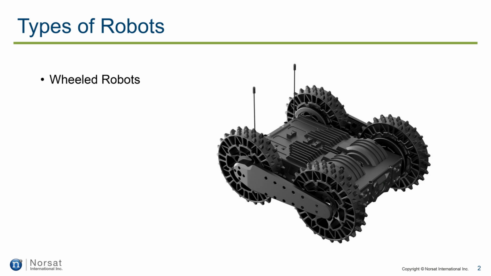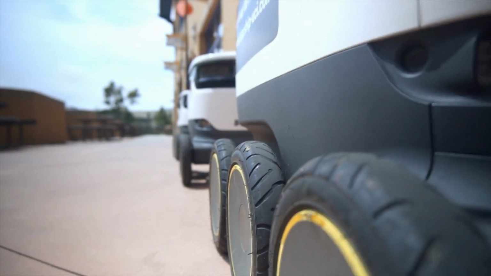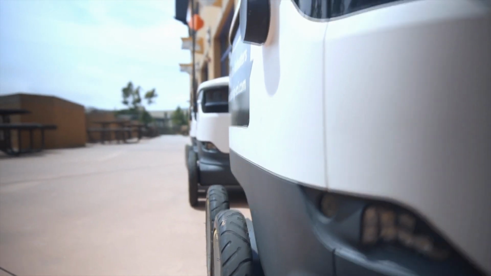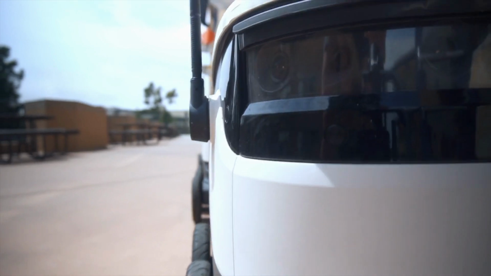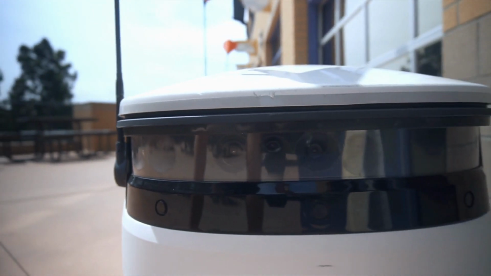Robots come in many shapes and forms, each designed for a specific purpose. Let's take a look at the most common types of robots used today. Wheeled robots are the most common and simple. They move using wheels and are ideal for smooth, flat surfaces. You'll often find these robots in warehouses or indoor facilities, delivering items or performing inspections.